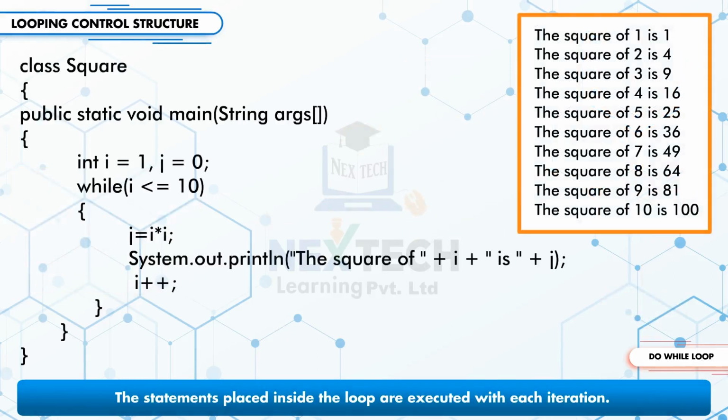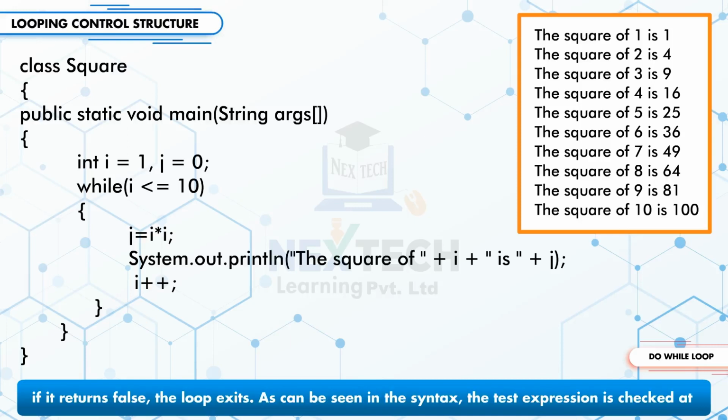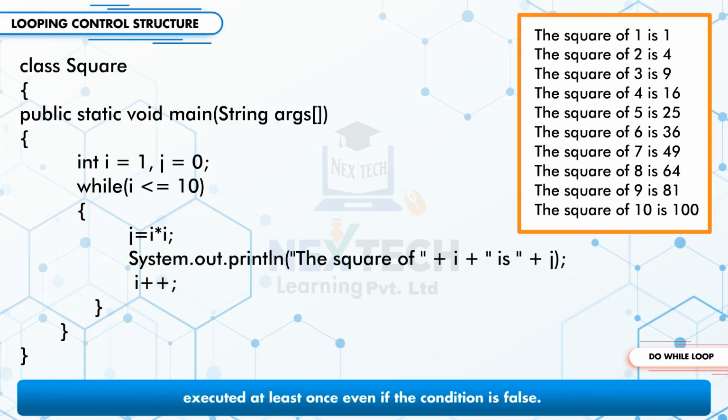The statements placed inside the loop are executed with each iteration. The test expression is a Boolean expression. If it returns true, the loop runs again, and if it returns false, the loop exits. As can be seen in the syntax, the test expression is checked at the end of the loop instead of at the beginning. That is why the statements inside the loop are executed at least once even if the condition is false.